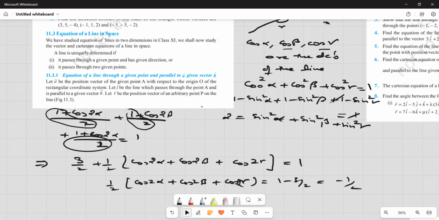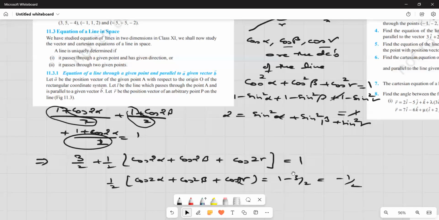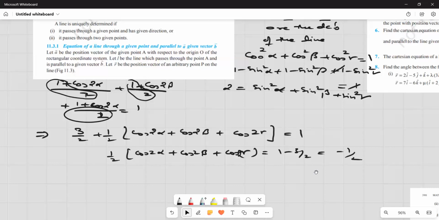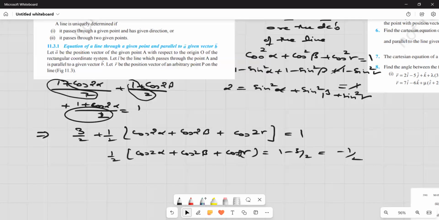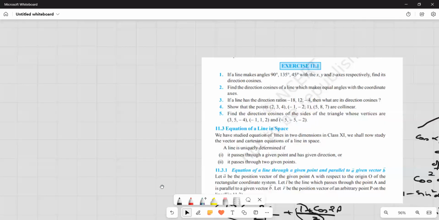So what are you getting? Cos 2 alpha plus cos 2 beta plus cos 2 gamma is minus 1. Clear? So now first exercise, start with the DRs and DCs.